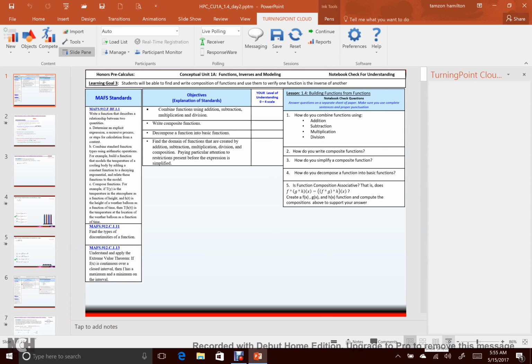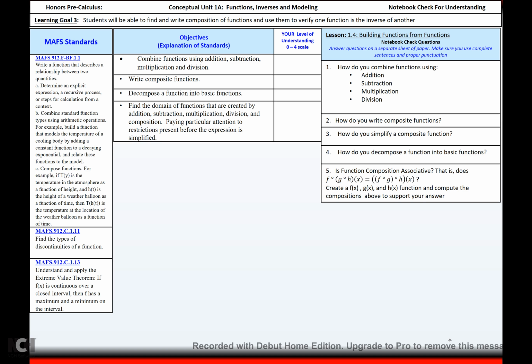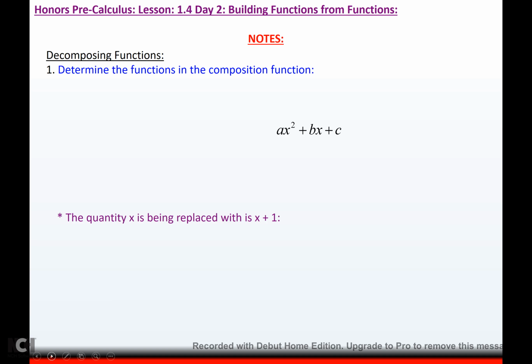All right, we're going to continue talking about building functions from functions. And the first thing we're going to talk about is decomposing functions. To decompose functions, you determine the functions in the composite function. So for each function h, find functions f and g such that h of x equals f of g of x. So they're saying that here's your h of x function.